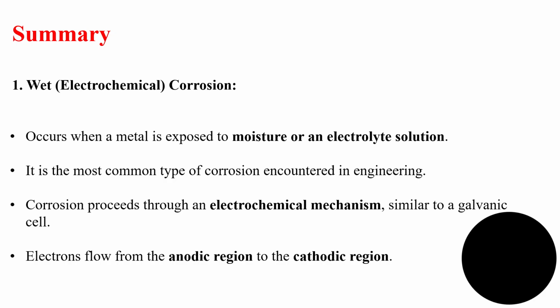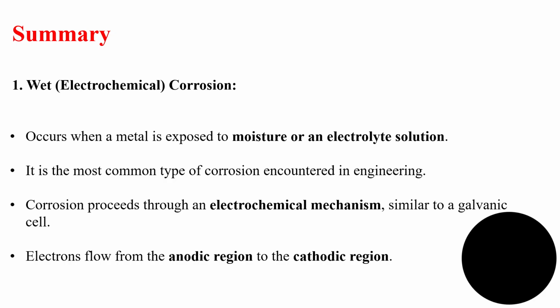Having seen the wet or electrochemical corrosion in detail, now let's summarize what we have gone through so far. Wet or electrochemical corrosion occurs when a metal is exposed to moisture or an electrolytic solution. And also, it's the most common type of corrosion often seen in engineering. This particular corrosion proceeds through an electrochemical mechanism similar to a galvanic cell type mechanism.